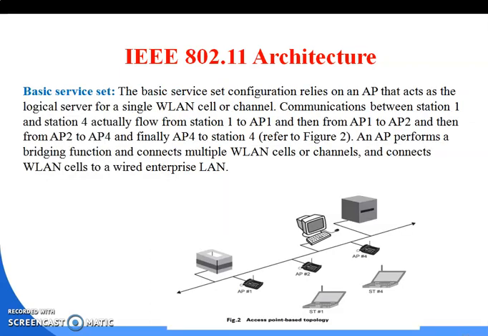Next is the basic service set. The basic service set configuration relies on an access point that acts as the logical server for a single wireless LAN cell or channel. Communication between station 1 and station 4 actually flows from station 1 to access point 1, then from access point 1 to access point 2, and then from access point 2 to access point 4, and finally from access point 4 to station 4. An access point performs a bridging function and connects multiple wireless LAN cells or channels, and connects wireless LAN cells to a wired enterprise LAN.